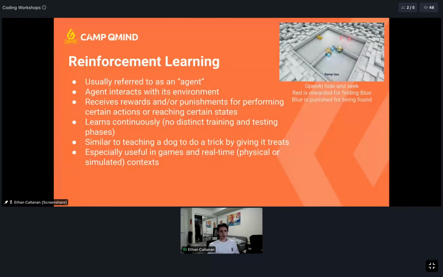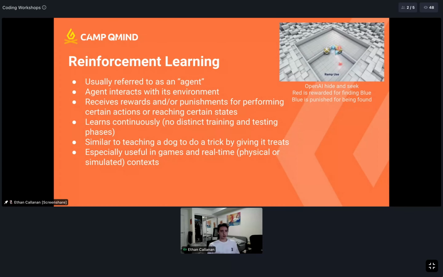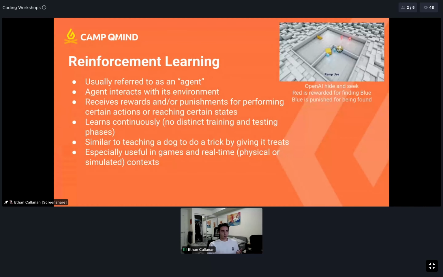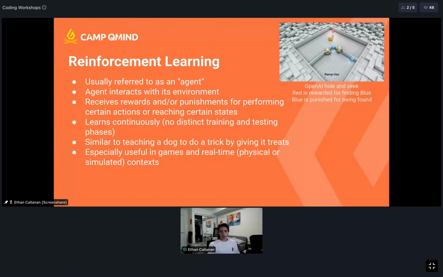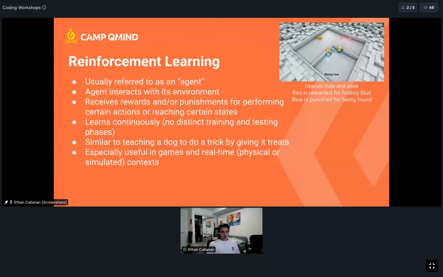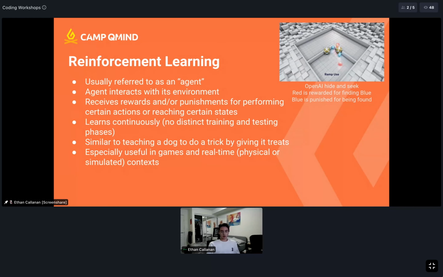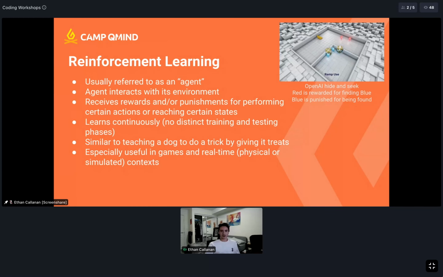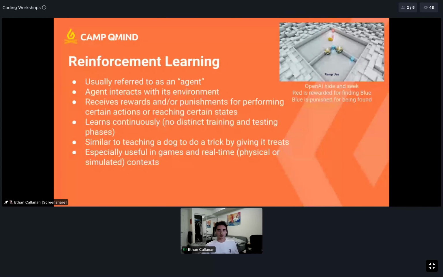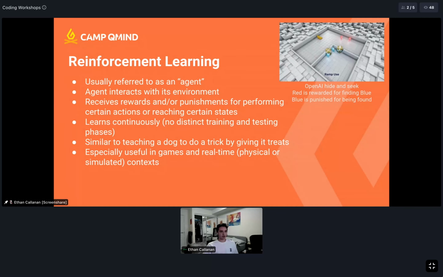You can think of this one as really similar to teaching a dog to do tricks by giving it treats. Say you're trying to teach your dog to sit, you say sit, and maybe the dog doesn't sit the first time, so it doesn't get a treat. Eventually it does, you give it a treat, and now it will sit more readily in the future. As it keeps doing that, it keeps reinforcing that behavior until it knows to do it on command.